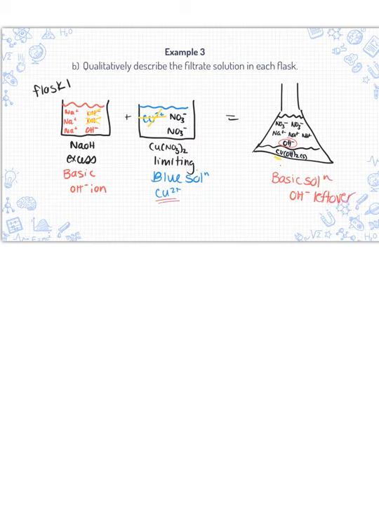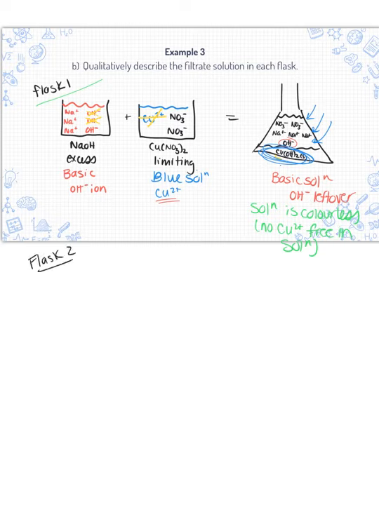Are there any Cu2 pluses though? No. The Cu2 pluses that are here are stuck within this precipitate. So what's in solution, none of these ions have colors. Therefore, this solution is colorless. So there's no Cu2 plus ions free in solution. Okay, that's flask 1. Let's take a look at flask 2.